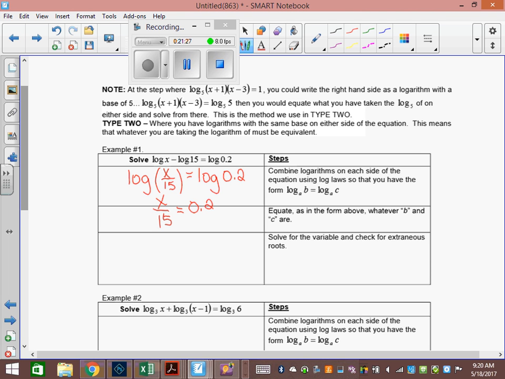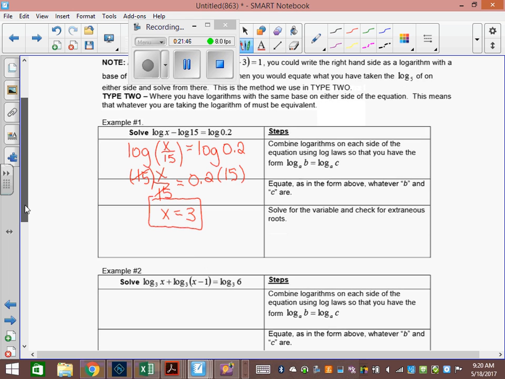Okay? So what am I going to do? I'm going to multiply by 15. This is actually way faster if you spot this. And what is it? 3. Then we have to check it. Put a 3 beside here. Yay. We're good.